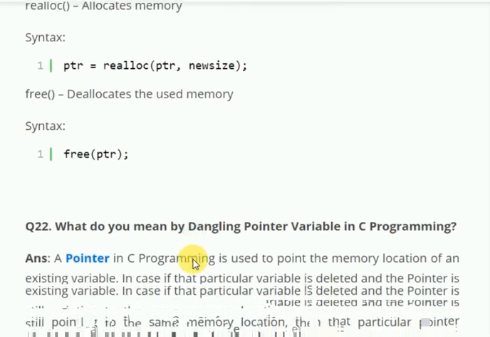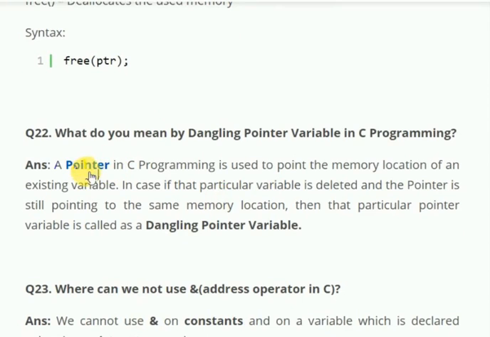What do you mean by dangling pointer variable in C programming? A pointer in C is used to point to the memory location of an existing variable. In case that variable is deleted and the pointer is still pointing to the same memory location, then that pointer variable is known as a dangling pointer variable.